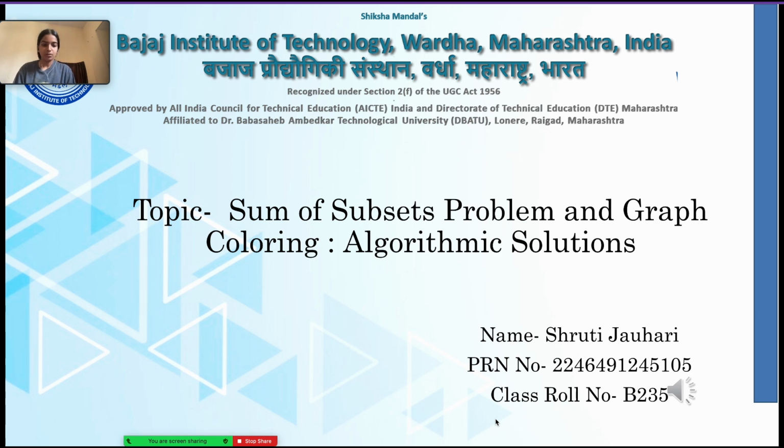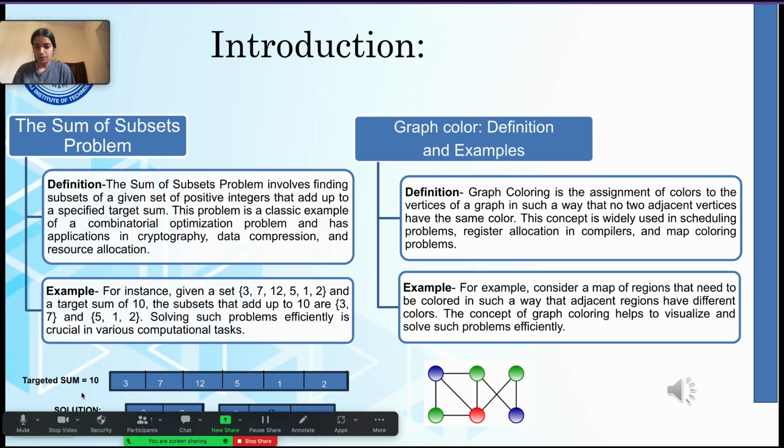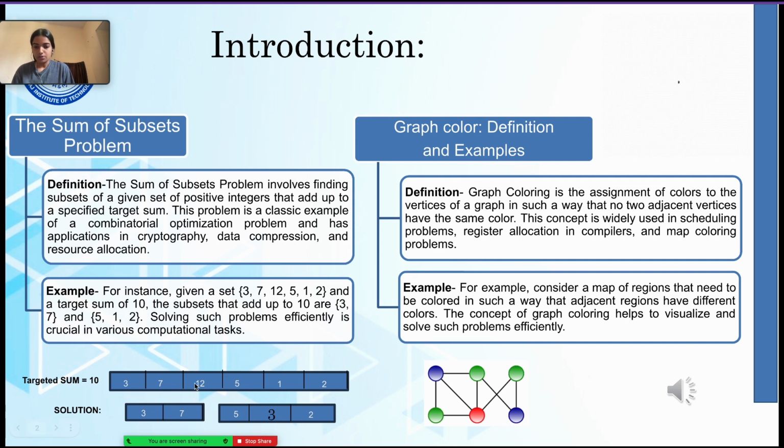Graph coloring. So, let us understand what the sum of subset problem is. In this problem, we are given a set of integers and also a targeted sum. We have to select integers from the set such that their sum is equal to the targeted sum. Here is an example: the targeted sum is 10, and we have to choose numbers from this array so that their sum is 10. We can clearly see that 7 plus 3 equals 10, and 5 plus 3 plus 2 equals 10.